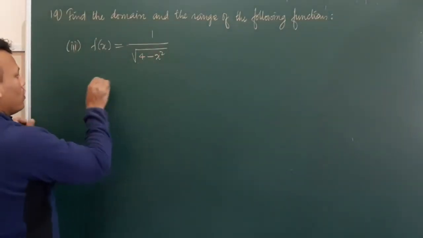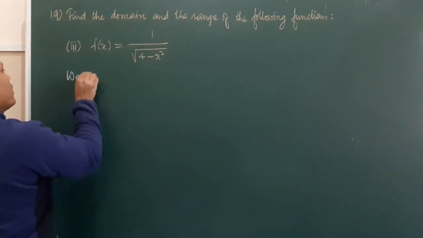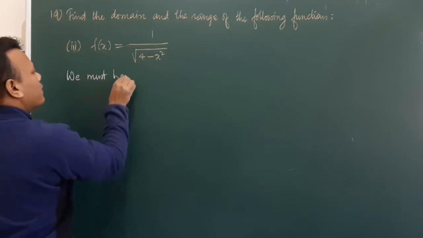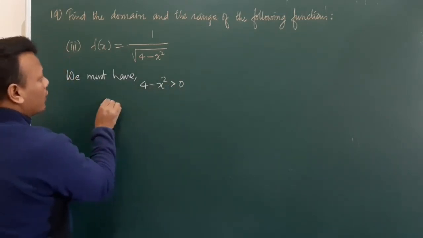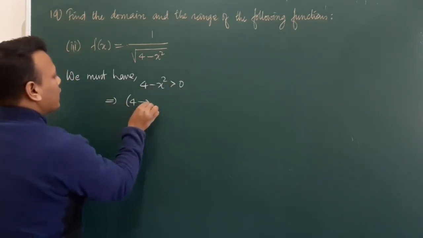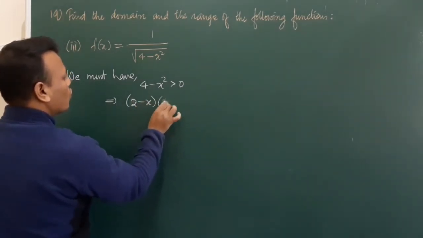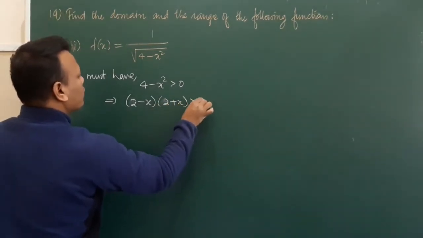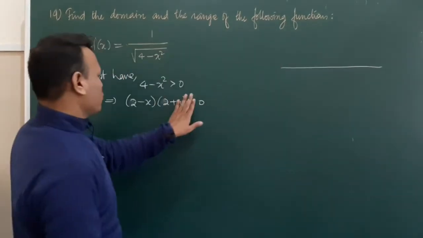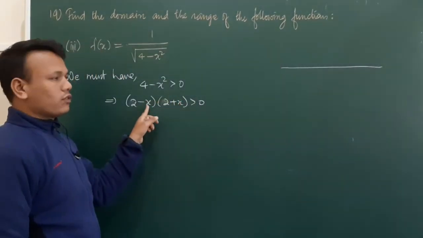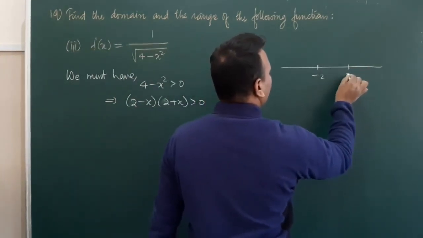So for domain, this must always be positive, isn't it? So we must have 4 minus x square always greater than or equal to 0. So again, the rule says 4 minus x square, that is 2 minus x into 2 plus x, will be greater than 0. So the rule is the same. Again, you will draw a real line. Now if this is equal to 0, then the values of x will be minus 2 and plus 2, isn't it? So minus 2 and plus 2 have to be plotted.